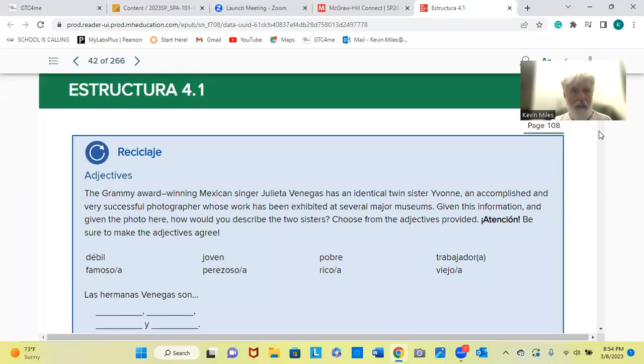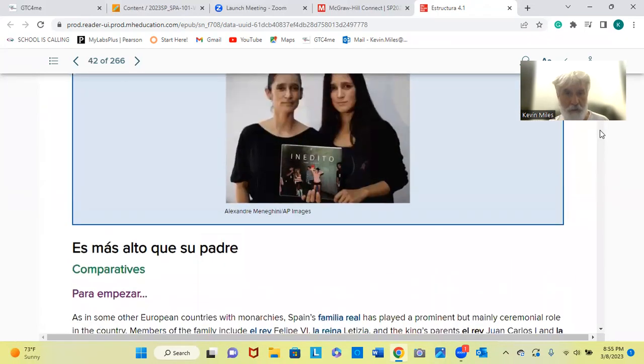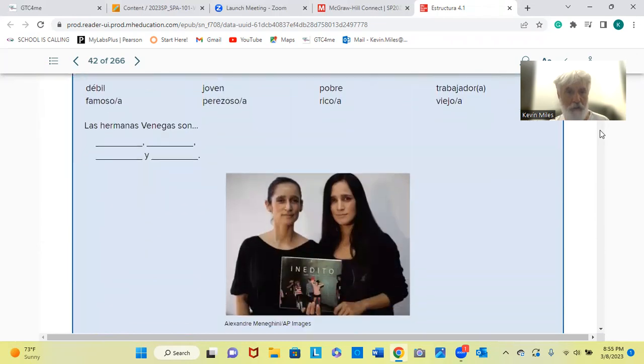Okay, so now let's get into the estructura or grammar. There's 4 grammar sections. Every chapter has 4, right? And so we first have the chapter number 4, and then there's different sections, point 1, point 2, point 3, point 4. So let's look at the first grammar section, estructura. And what does it deal with? And again, excuse me here, I'm moving around a little faster than I want to.